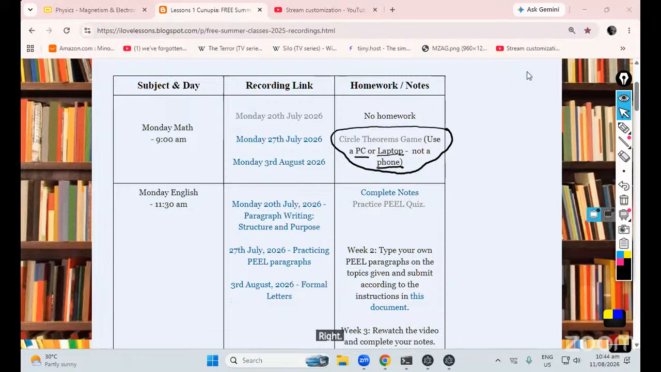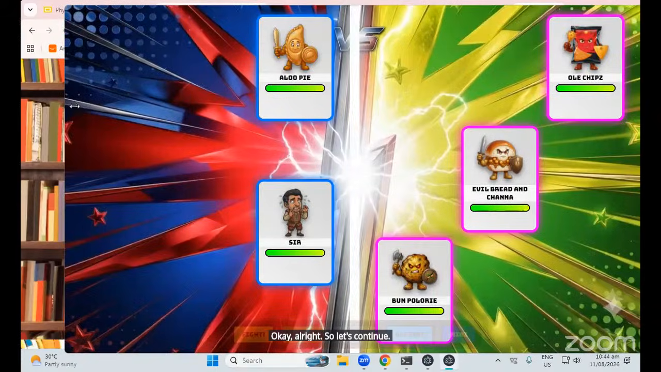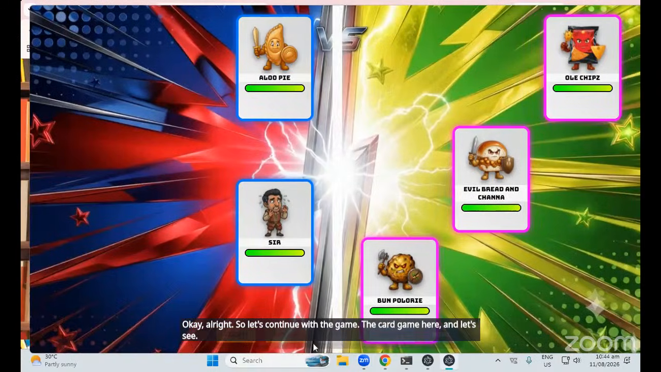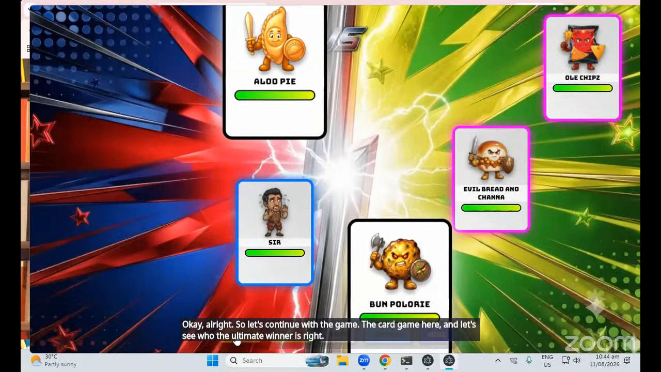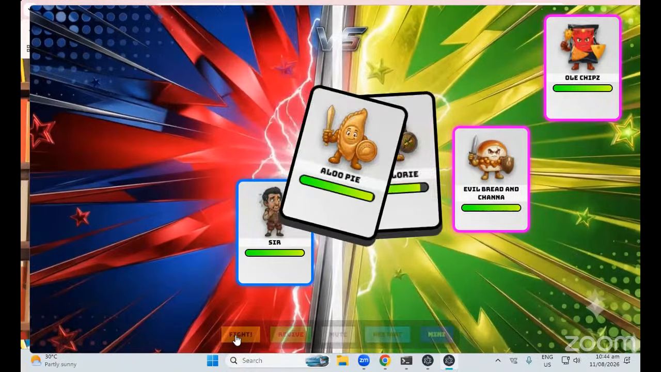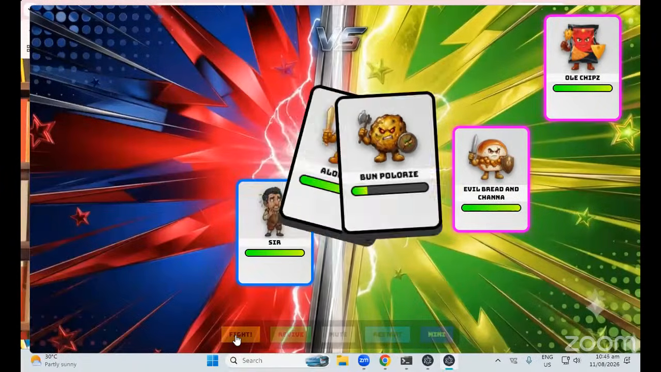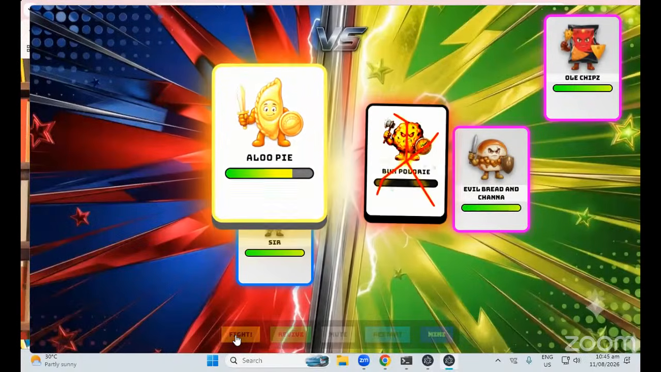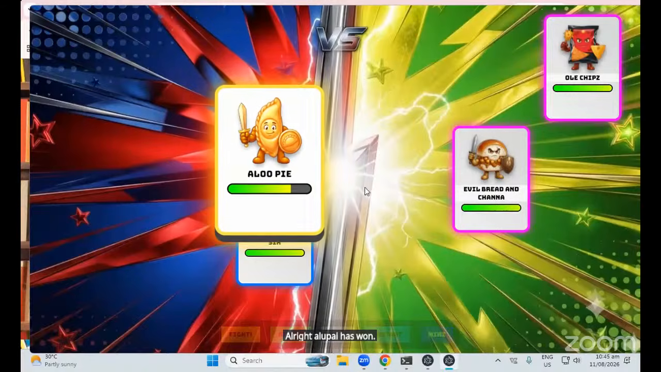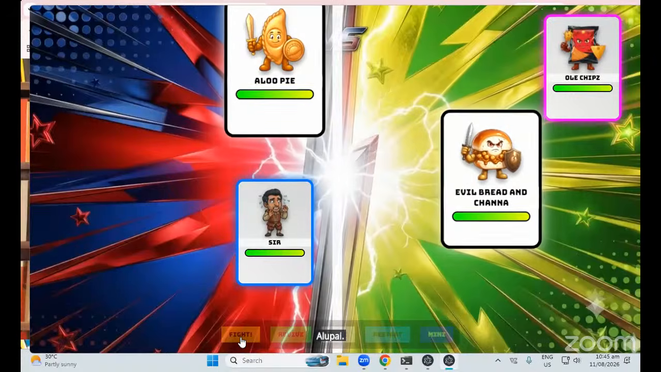Right? I will do my spot checks this weekend with all the parents and whatnot, whoever signed, okay? All right, so let's continue with the game, the card game here, and let's see who the ultimate winner is, all right? All right, Alupai has won. Alupai versus Evil Bread and Chana.